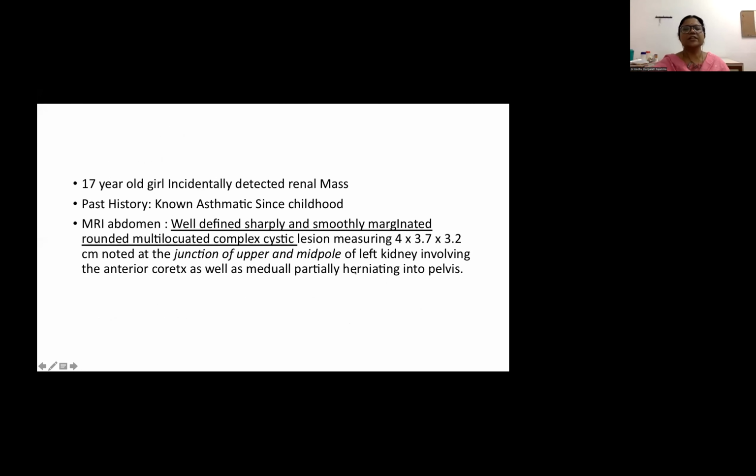Now, yet one more case for detailing of yet another scenario. This is about a 17-year-old girl, again, who was incidentally detected to have a renal mass. She was evaluated in an outside hospital, and the MRI done there showed a well-defined, sharply and smoothly marginated, rounded, multiloculated, complex cystic lesion, which was a maximum size of 4 centimeters. And with this MRI, she was referred to our uro-oncology department.